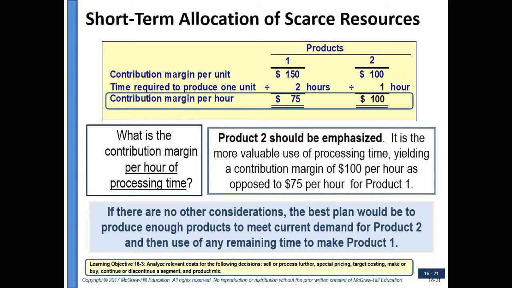There are no other considerations, no other factors to take into account. The best plan will be to produce enough products to meet the current demand for product 2, and then use any remaining time to make product 1.